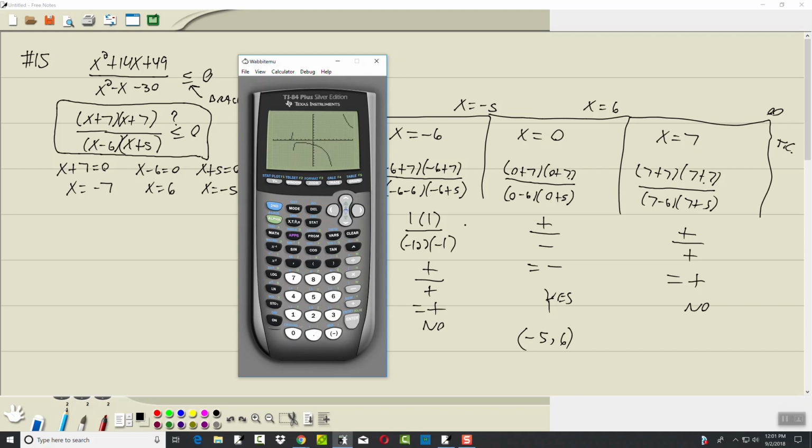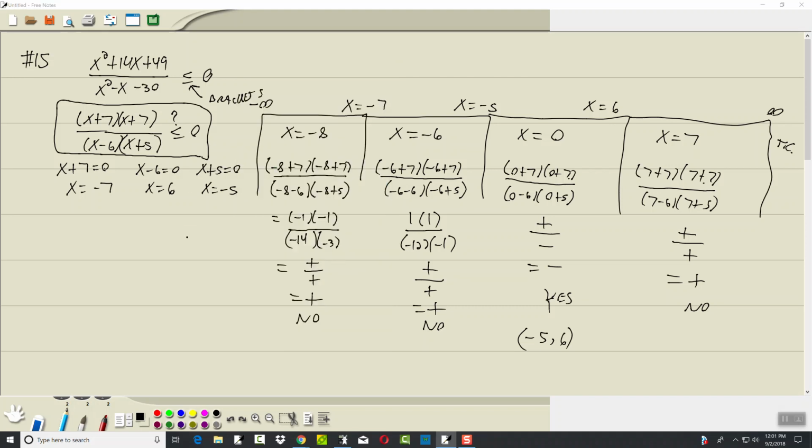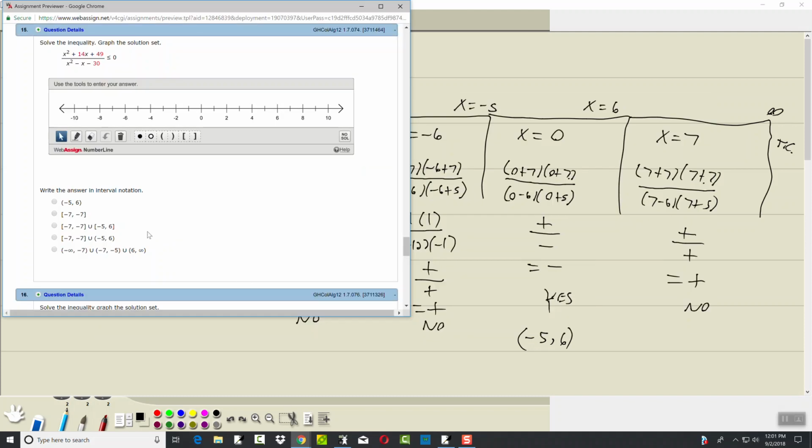Now that's another way you can do these: you can look at the graph and see if it's less than or less than or equal to, you're looking for below the x-axis. If it's greater than or greater than or equal to, you're looking for above the x-axis. So this is our answer here, and then you'd plot that.